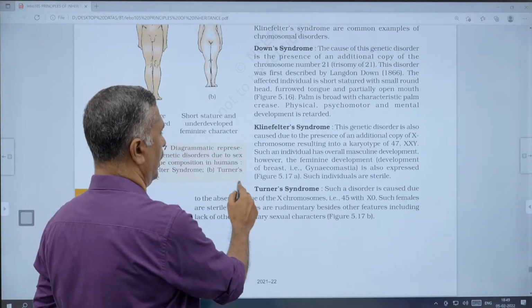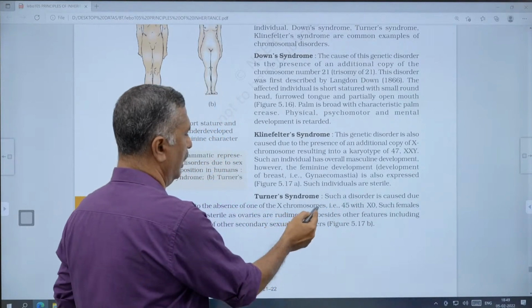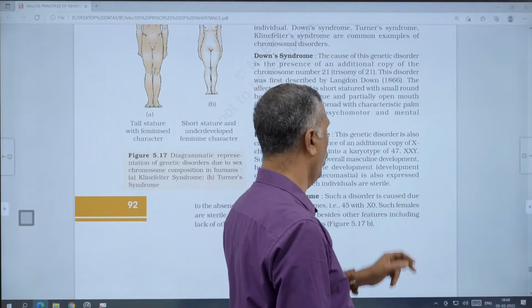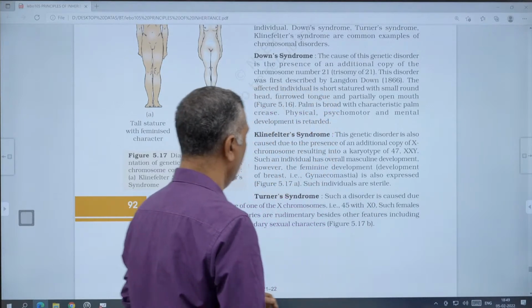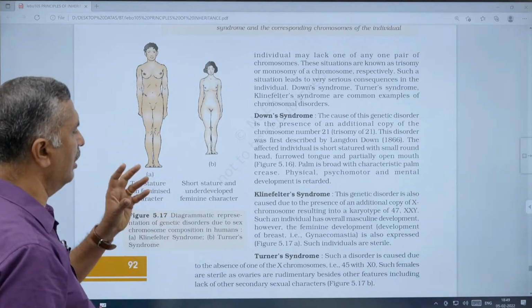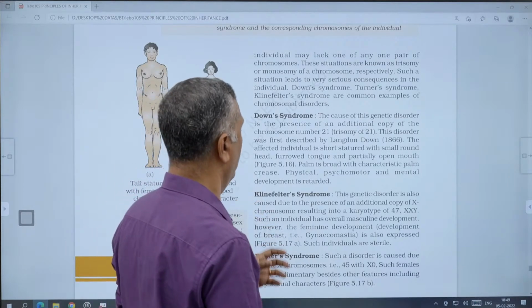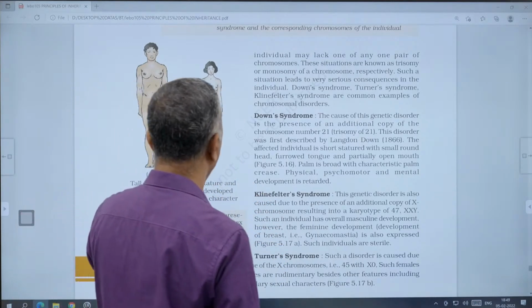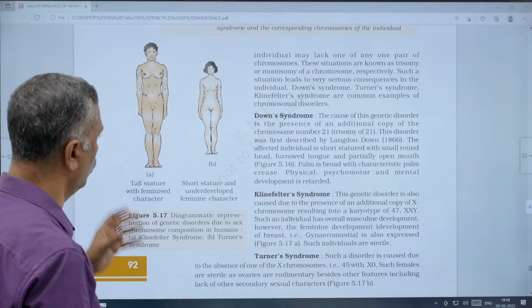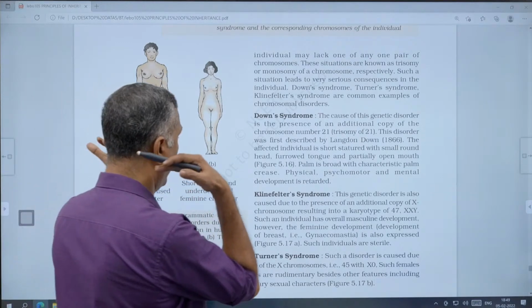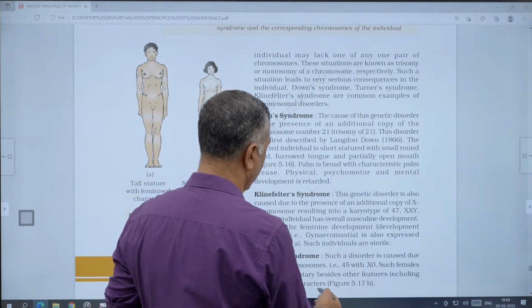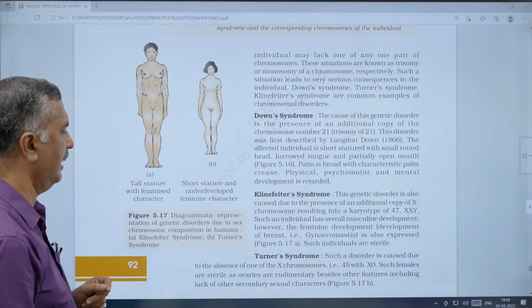Turner syndrome is caused by the absence of one of the X chromosomes in a female. That is 44A plus X0, that is 45 with X0. Such females are sterile and their ovaries are rudimentary. The uterus and breasts are underdeveloped, there is no menstruation, short stature, webbed neck, and a lack of other secondary sexual characters.